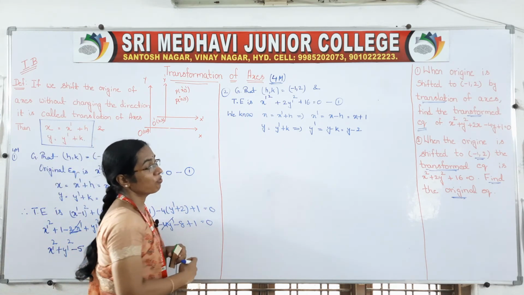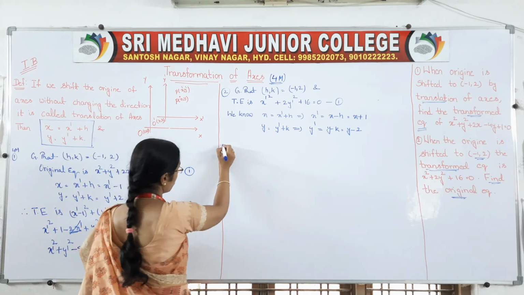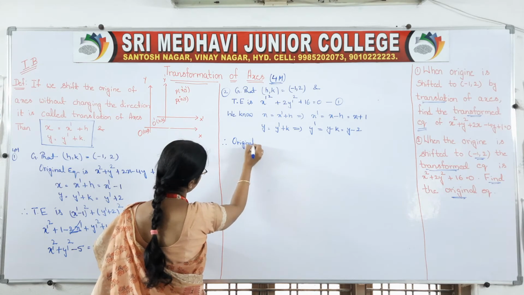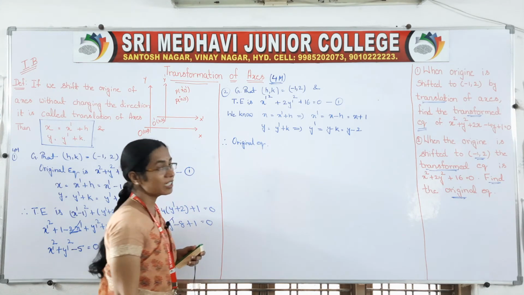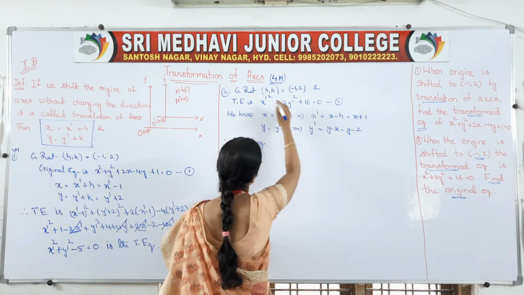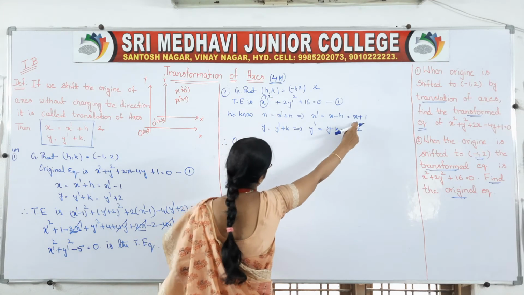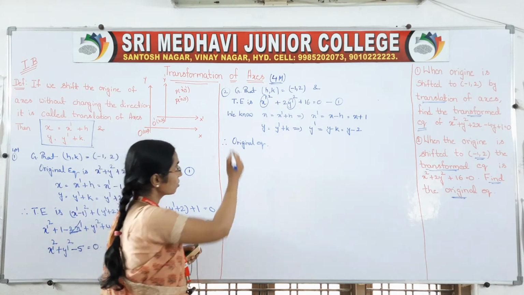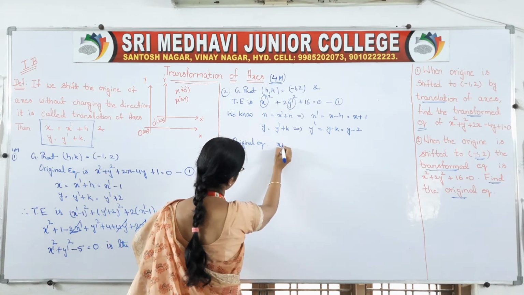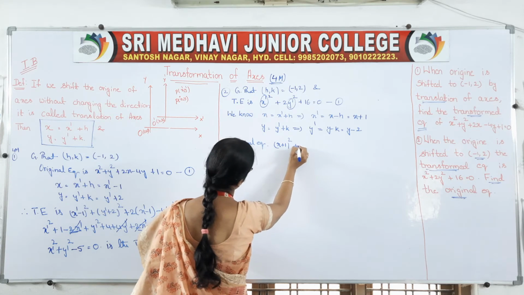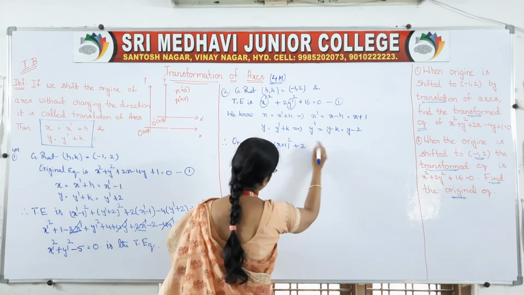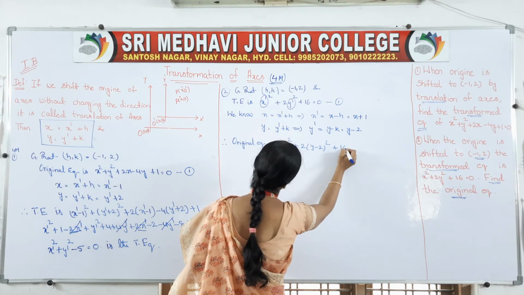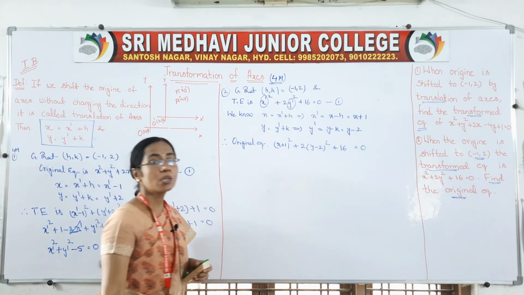The question is to find the original equation. So how do we get the original equation? In the transformed equation, in x dash place you substitute this one, in y dash place you substitute this one. So in x dash it is x plus 1 whole square plus 2, y dash is y minus 2 whole square plus 16 is equal to 0.